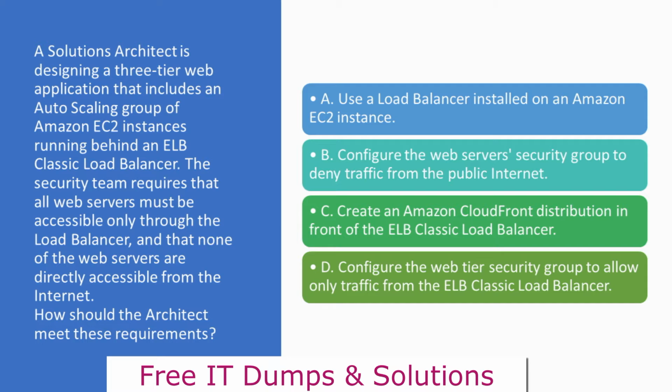Options we have: A. Use a load balancer installed on an Amazon EC2 instance. B. Configure the web server's security group to deny traffic from the public internet. C. Create an Amazon CloudFront distribution in front of the ELB Classic load balancer. D. Configure the web tier security group to allow only traffic from the ELB Classic load balancer. Correct answer for this question is option D. Because security groups only allow you to allow traffic, not deny it, that's why answer B is not possible.